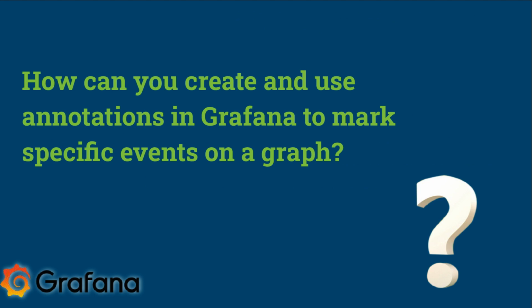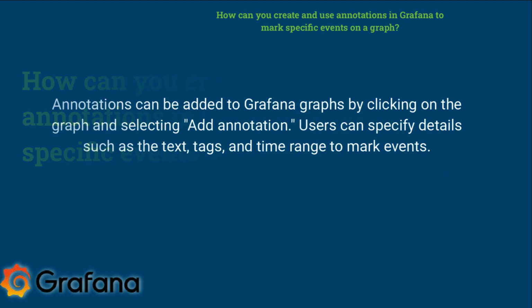Next question, how can you create and use annotations in Grafana to mark specific events on a graph? Annotations can be added to Grafana graphs by clicking on the graph and selecting Add Annotation. Users can specify details such as the text, tags, and time range to mark events.